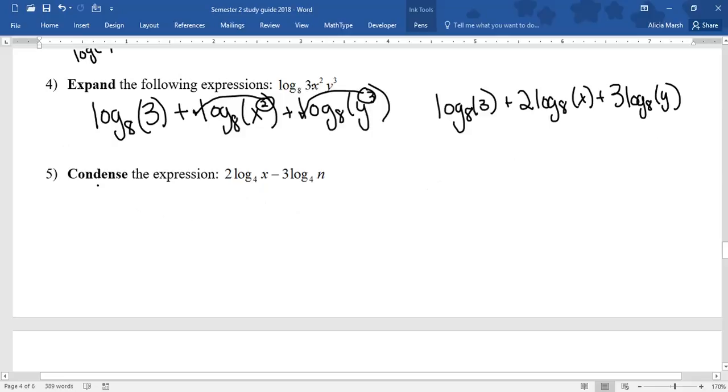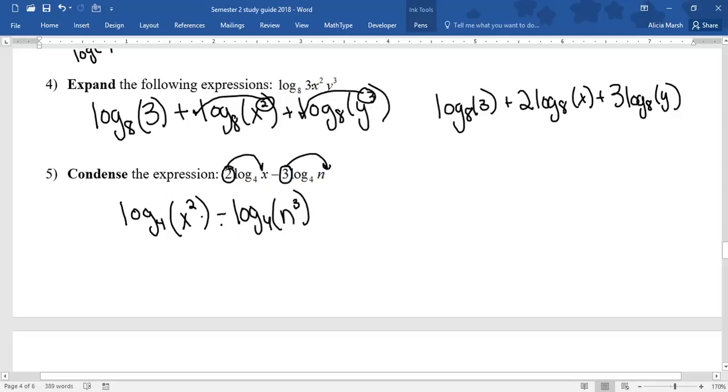Okay, now condensing, we go backwards. So we got to take care of the numbers in the front, make them powers, and we got to take care of subtraction and addition to make them division and multiplication. So take this 2, make that a power on the x, take the 3, make that a power on the n. So I'm going to get log base 4 of x squared minus log base 4 of n cubed. Now I know subtraction will turn into division, so I'll make this log base 4 of x squared over n cubed to condense it.